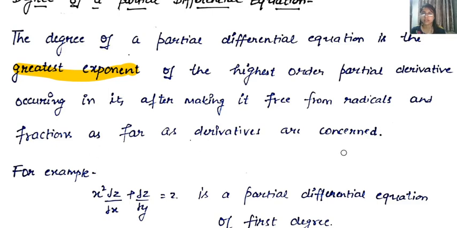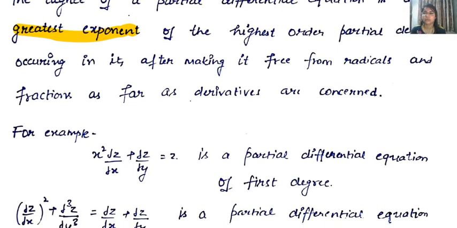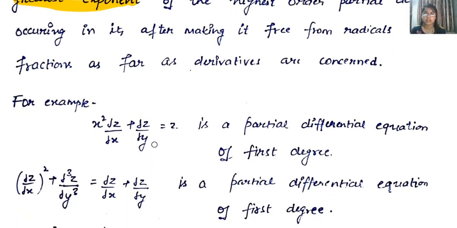If derivatives are free from radical and fractions, derivatives की power fraction में ना हो, radicals में ना हो, अगर तब हम जो highest order derivative है उसकी power को कहेंगे, that will be the degree of partial differential equation. For example, this is partial differential equation in two independent variables x and y. Now here we have derivative of first order. Again here we have derivative of first order. The power of highest order derivative present here is 1 and the power is 1 here. So we have this as an example of partial differential equation of first degree.